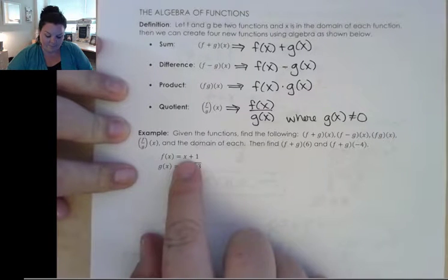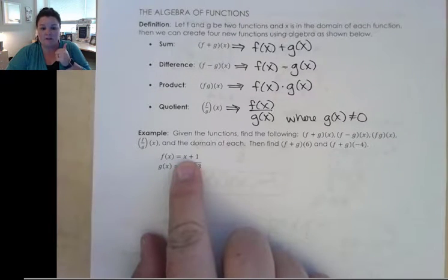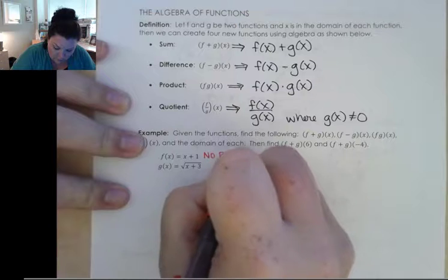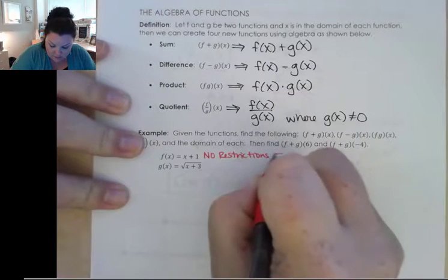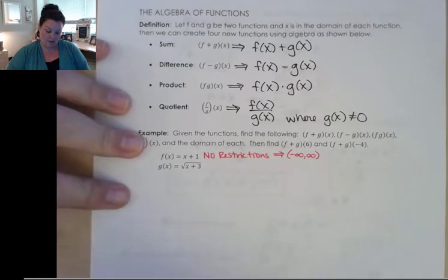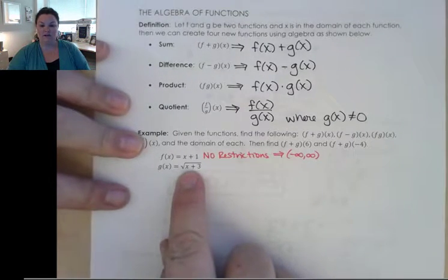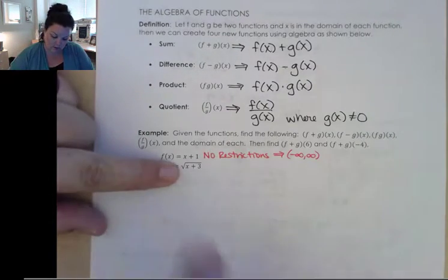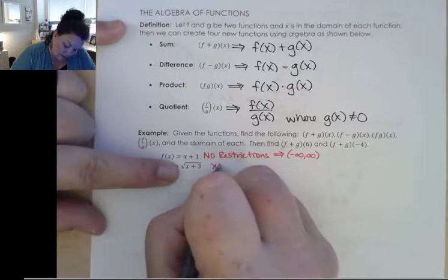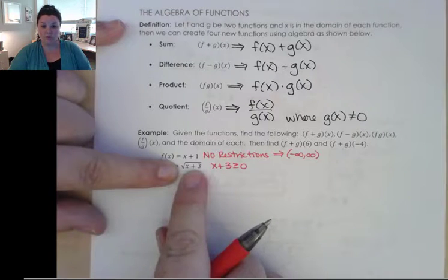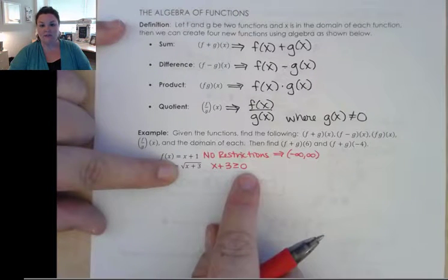When I look at the f function, do I have denominators or even root radicals? Here I don't. So I have no restrictions, which means that my domain is all real numbers. When I look at my g of x function, I do have a restriction. I don't have a denominator, but I have an even root radical. And we know that even root radicals have to stay non-negative, meaning whatever's under our square root here has to be greater than or equal to 0.